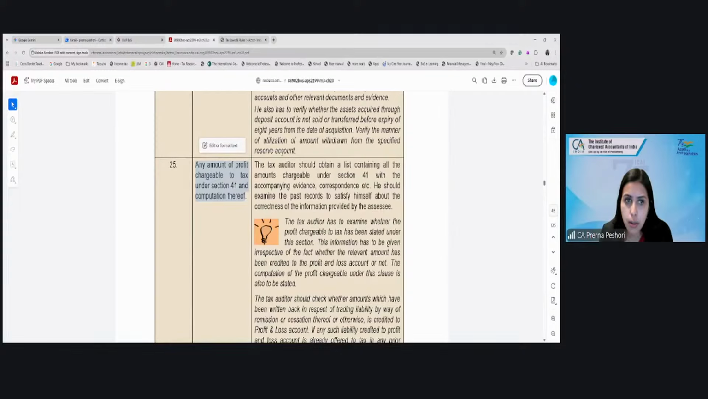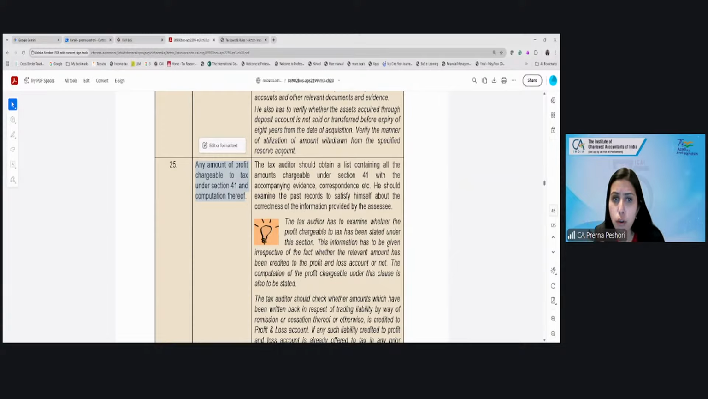Are we getting this particular point? So that is what is covered under 41. So 41, where any deduction is claimed in respect of trading liability and now there is a remission or waiver of that liability, that needs to be reported over here. So this is what this particular clause is asking about.